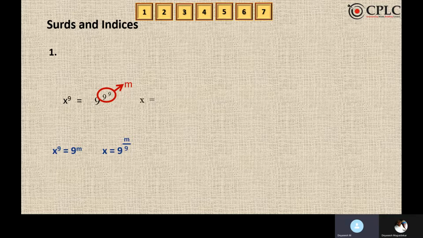Now what you will do after this is substitute the value of m, which is 9 raised to 9, and after this we'll use the division formula. Whenever the base is same, powers will be subtracted. So that gives us 9 raised to 9 minus 1, which is 9 raised to 8. So the value of x and the final answer of this question is x is equal to 9 raised to 9 raised to 8, which is the first option.